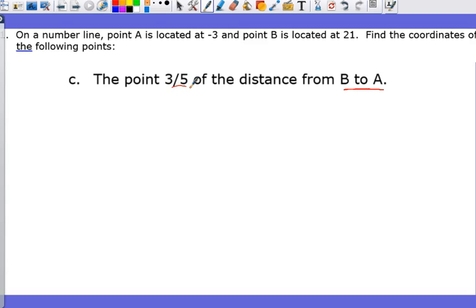B to A is completely different than A to B. For example, we have A here, we have B here. A to B would be this direction. B to A would be this direction. Let me give you an example.